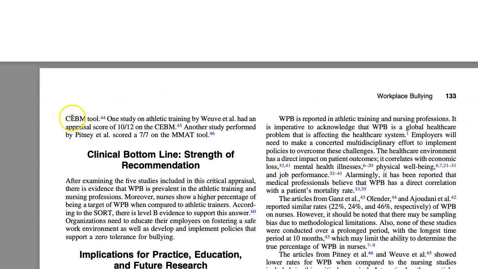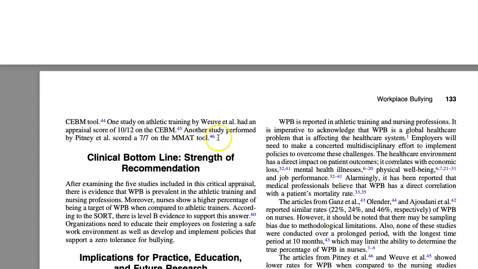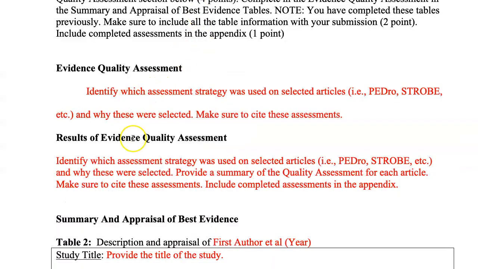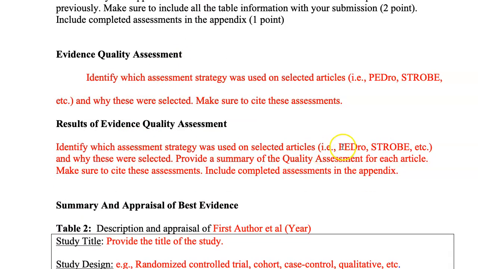According to the CEBM tool, one study, the athletic training one by such and such, had an appraisal score of 10 of 12 on this CEBM. Another study performed by Pitney et al. had a score of 7 on that particular scale. So that's what you're doing. You're just providing the summary of the score for each of your different assessment tools that you're using.